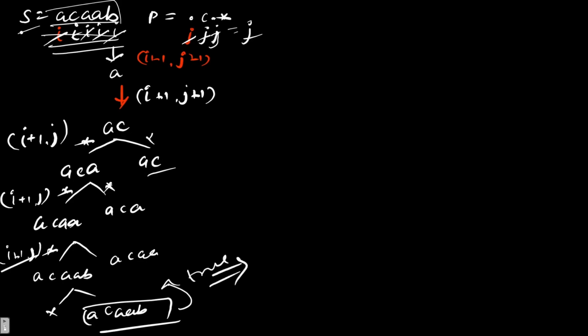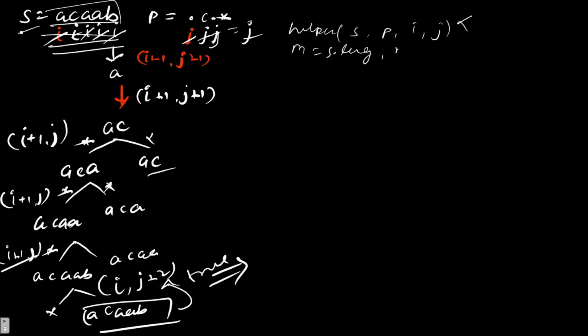Okay, so in this case you can see that we are doing I and j plus 2. Okay, so using this decision tree we are going to write the code for recursion. So let's go. First we are creating a helper function where helper will be getting s, p, I and j, and every time we will be calculating the value of m equal to s dot length and n equal to p dot length.